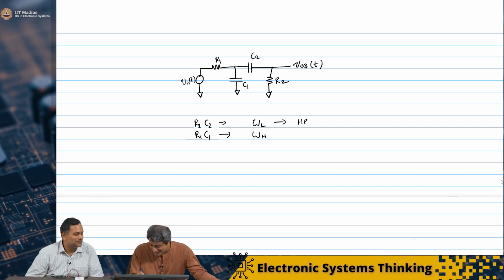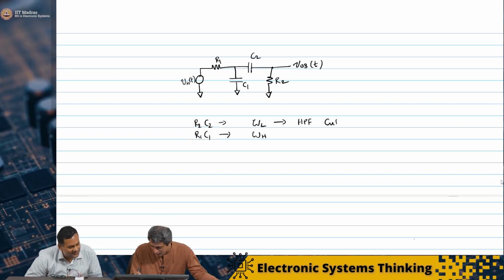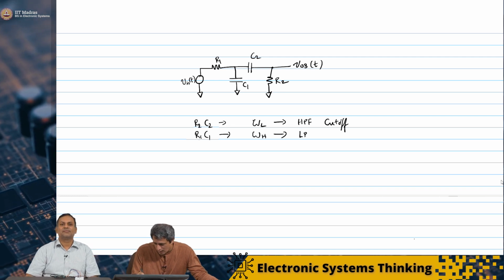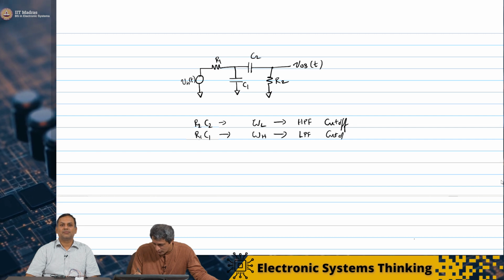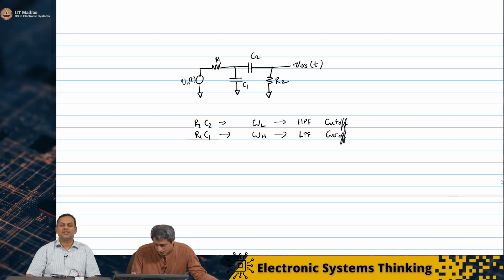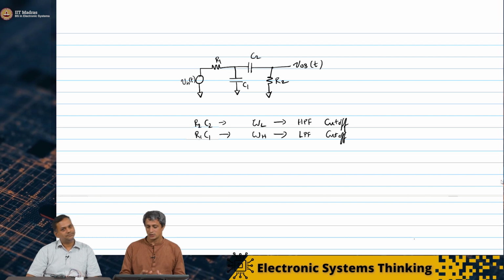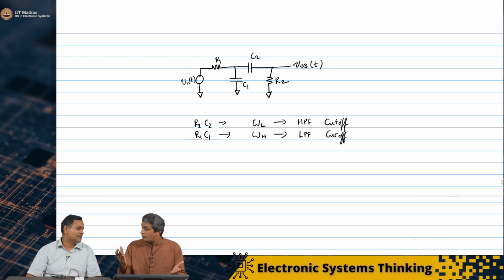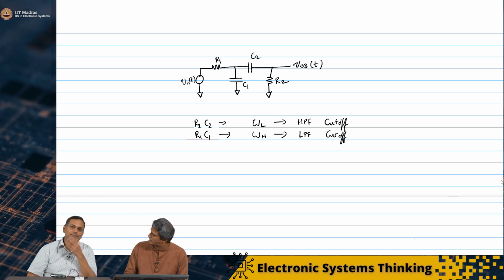Omega L is the high pass filter's cutoff. And this is the low pass filter's cutoff. So we have to be very careful that omega L is less than omega H. If we did the opposite, what would we get?